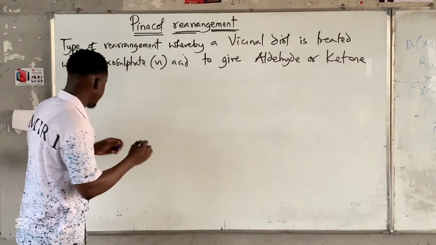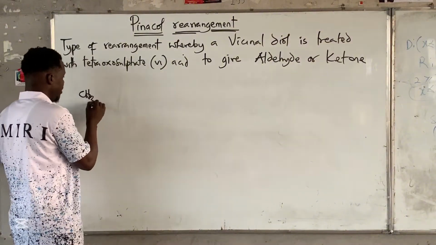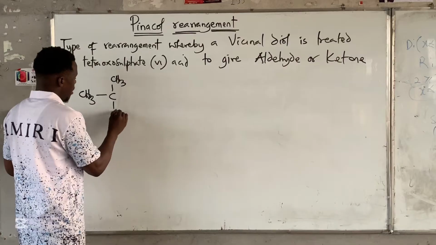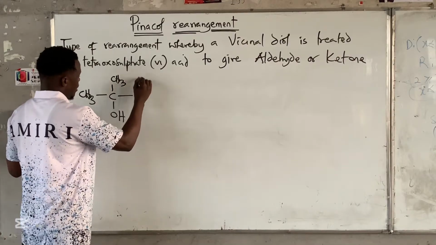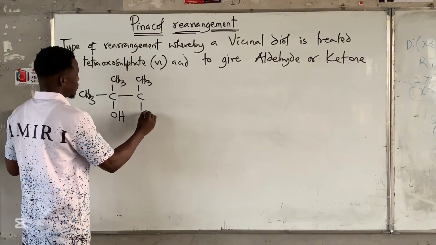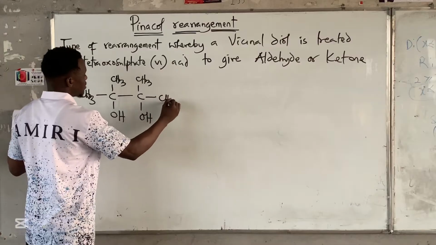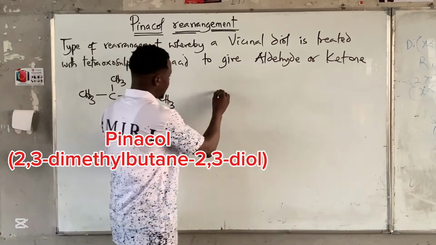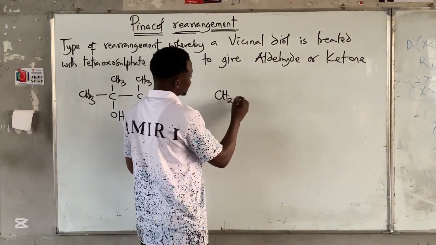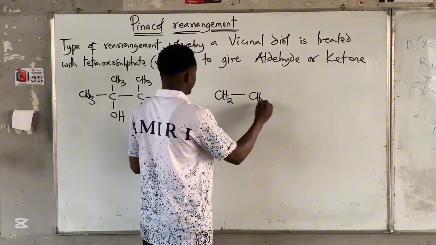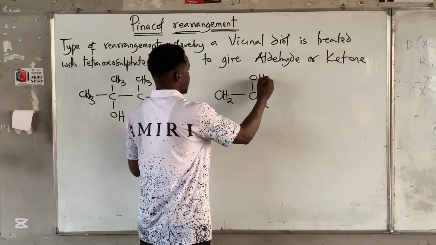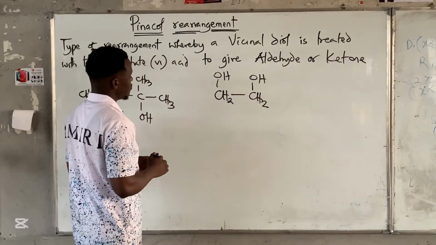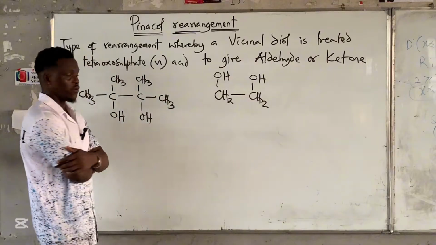For example, if I have CH3, I have OH, I have OH, and I have this. Now this is a vicinal diol. This is also a vicinal diol. If I have something like this, this is also a vicinal diol.